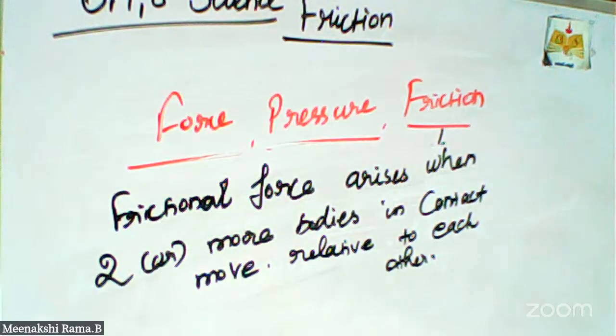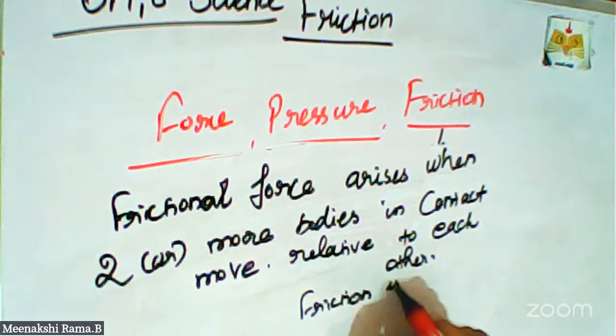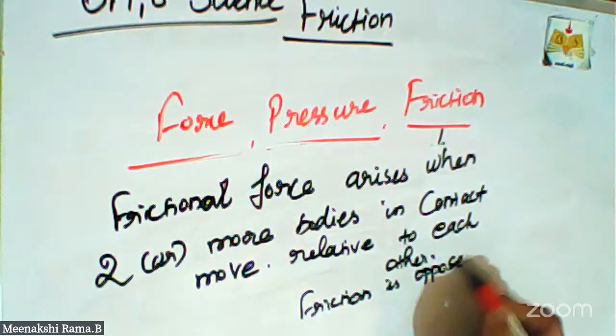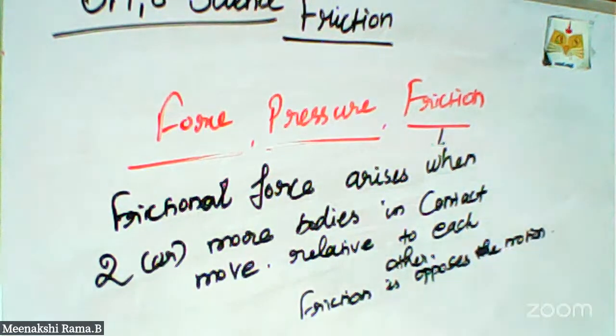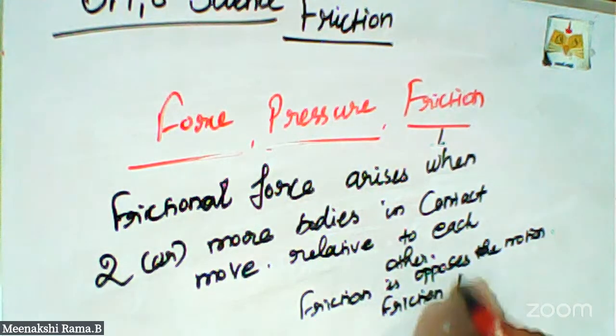It acts always in the opposite direction of the moving body. The force is produced due to the geometrical dissimilarities of the surfaces of the bodies. Friction opposes the motion. Friction always opposes the motion. And next, it causes wear on the surface of contact and produces heat also. Yes, friction produces heat.